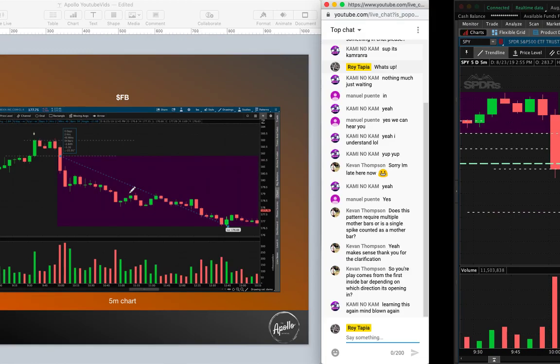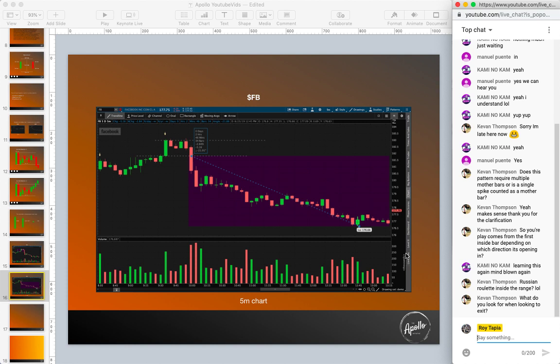Let me see what you guys are saying. What do you look for when looking to exit? So, Russian roulette inside the range? Yes, exactly. It is Russian roulette inside the range, at least in my experience. I don't like playing the range at all.